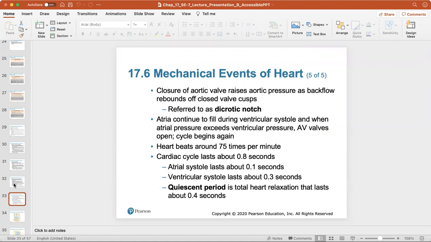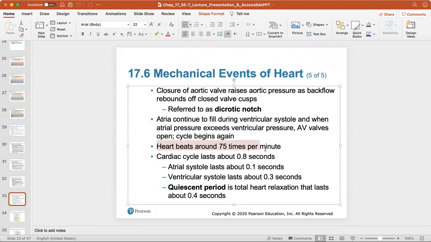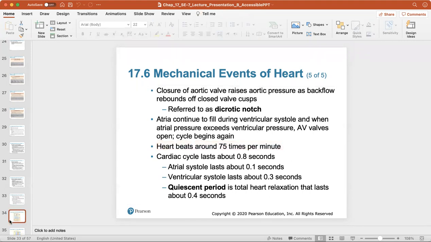The atria continue to fill during ventricular systole, and when atrial pressure exceeds ventricular pressure, AV valves will open and the cycle begins again. A normal heartbeat is about 75 times per minute, and the cardiac cycle lasts about 0.8 seconds. And we are able to measure all these events to make sure the heart is in accurate rhythm.